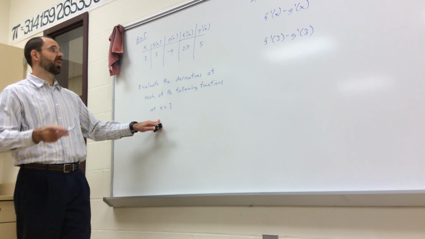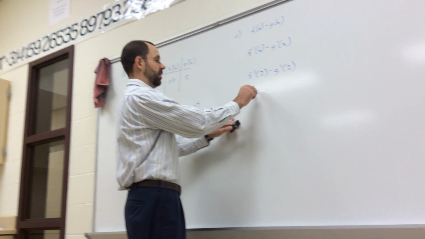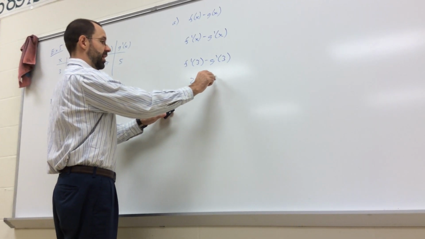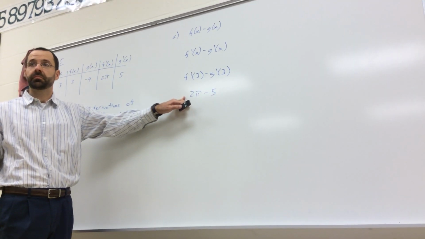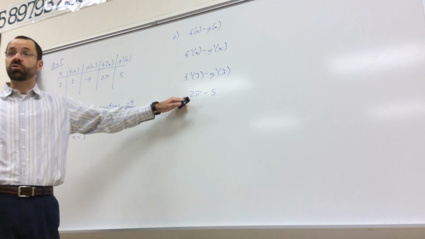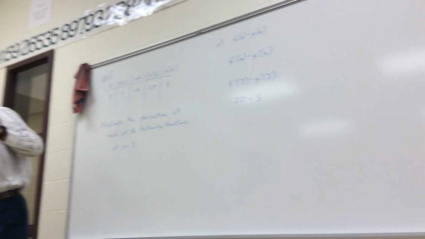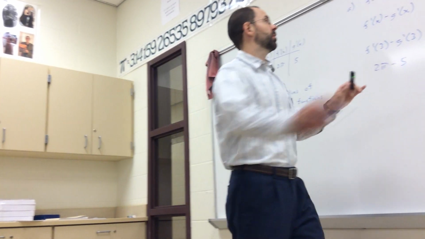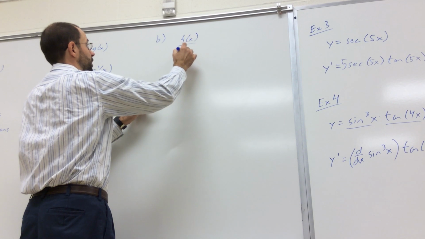To figure out f prime of 3, I just read that off the table. That's 2 pi. And g prime of 3 is 5. And so the answer is just 2 pi minus 5. Subtraction is easy with derivatives, right? We know that. But division is tougher, right?